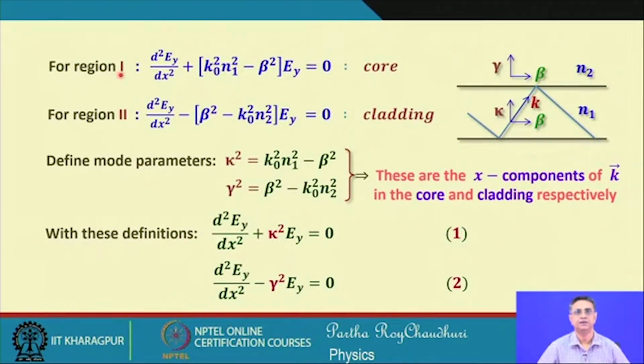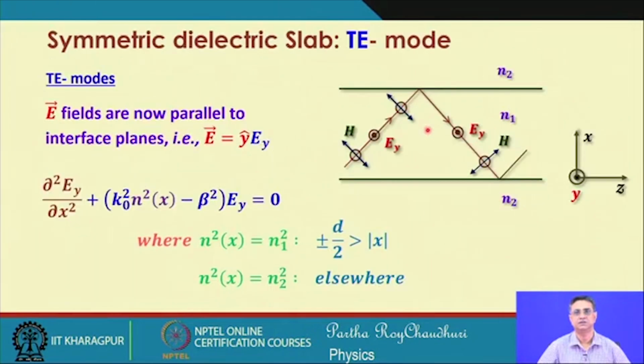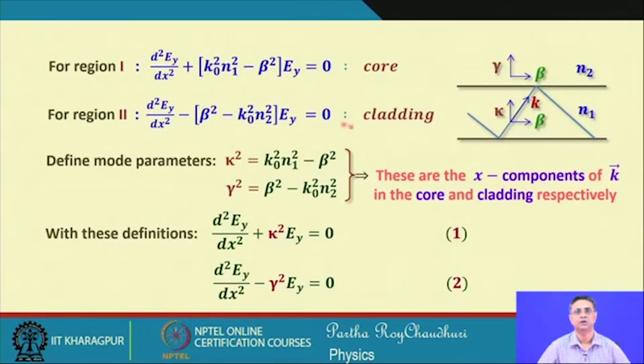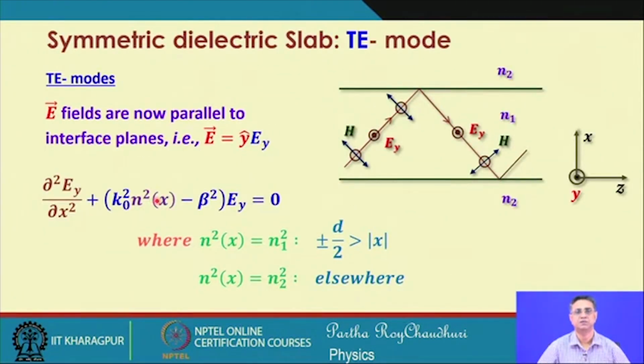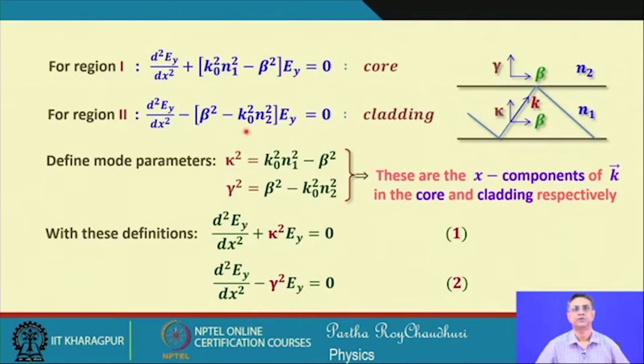For region 1, that is, within the core, we have this equation, because n square of x now assumes a constant value, that is n1 square. So, for the core we have this equation, and for region 2, that is for the cladding, there are two such regions. So, we have this equation, and we write this slightly in a modified way. We take this minus out and put it in this form. The intention is very simple, because we will see that beta should lie somewhere between k0 n1 and k0 n2.